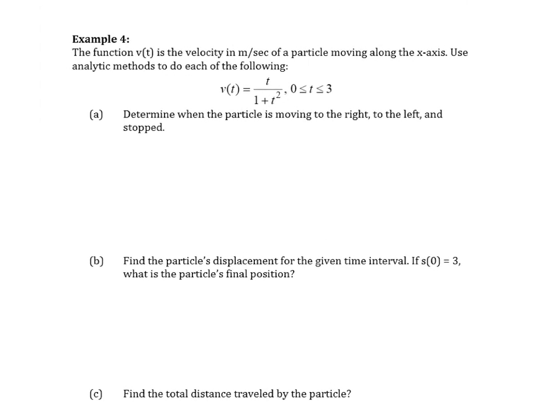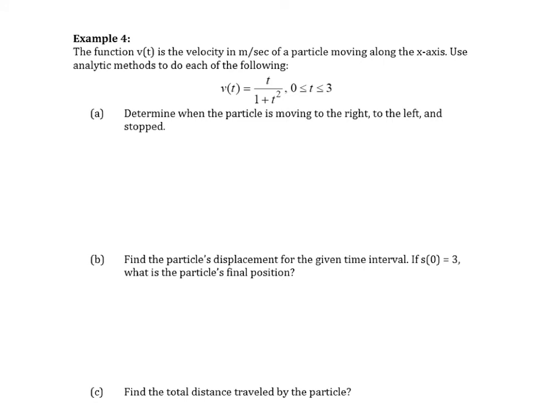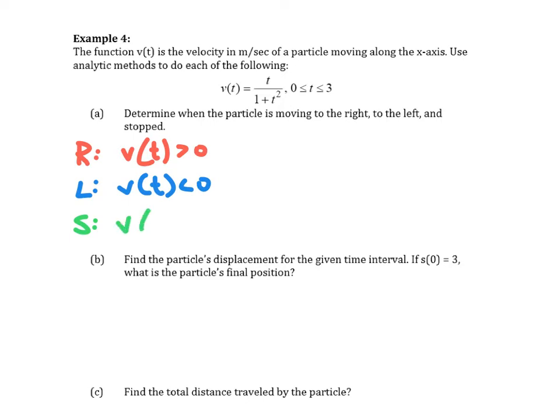Alright, the function v of t is the velocity in meters per second of a particle moving along the x-axis. V of t is given between 0 and 3. We want to know when the particle is moving to the right, when the particle is moving to the left, and when the particle is stationary or stopped. So in order to determine when the particle is moving to the right, we want to know when v of t is greater than 0. To the left, when is v of t less than 0. And stationary, when is v of t equal to 0.